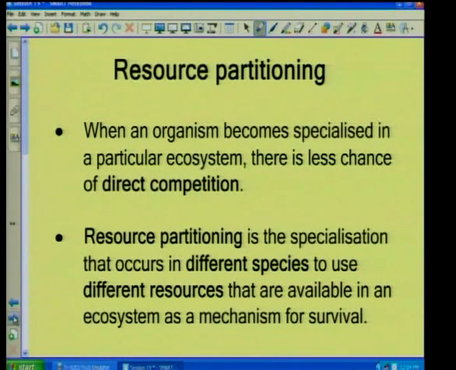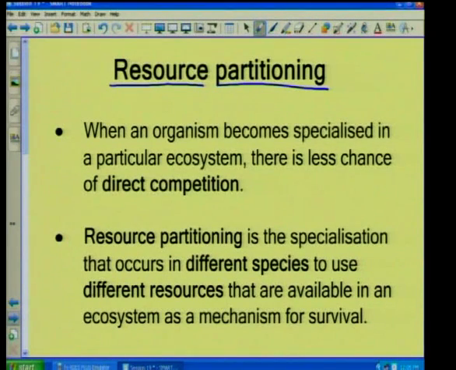Now, people, we move on to something called resource partitioning. Partitioning, well, if I have a room and I want to divide that room into two parts, I'm going to put a partition in. So that's what partitioning is. Resource, well, the resources would be food, water, shelter, space. And we're going to now divide the resources.